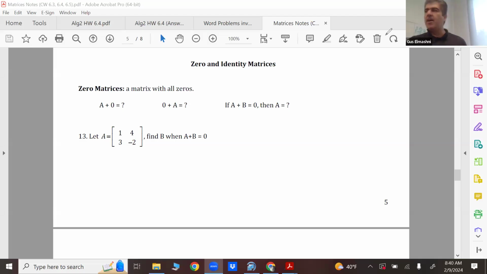Recording in progress. All right, guys, so let's get going here. So a zero matrix is exactly what you see. It's just a matrix with a bunch of zeros in it. So for example, this could be called a zero matrix.